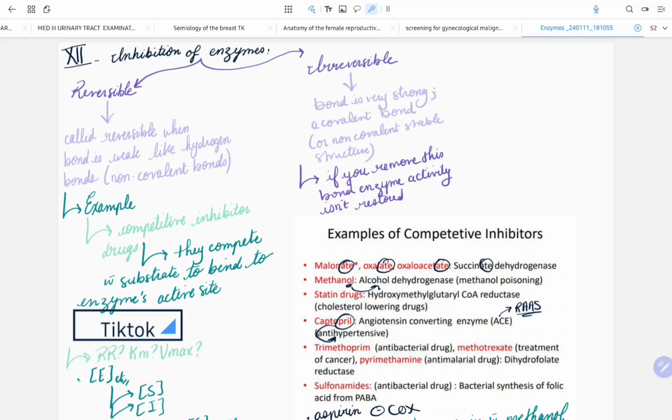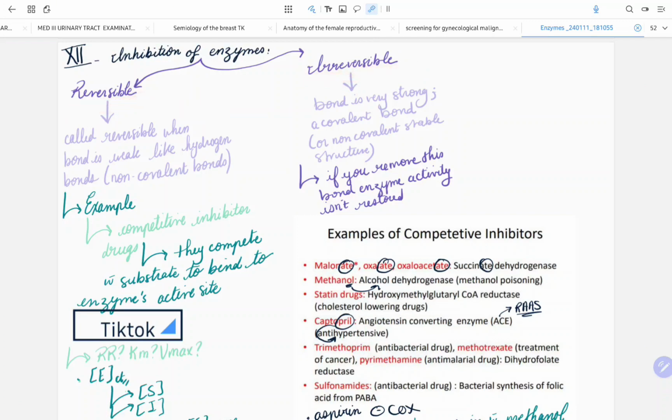So, moving to inhibition of enzymes. This is actually pretty easy. So, what are the 2 types of inhibition? It might be reversible, it might be irreversible. Irreversible meaning that the enzyme is bound to something covalently. And when it's covalent, the bond is very strong. Even when you remove the thing that's inhibiting, the enzyme won't work again. Okay? Activity won't be restored in irreversible, but in reversible it can be restored.